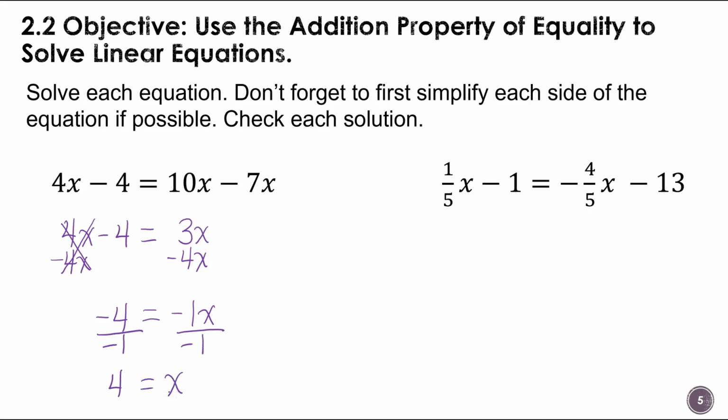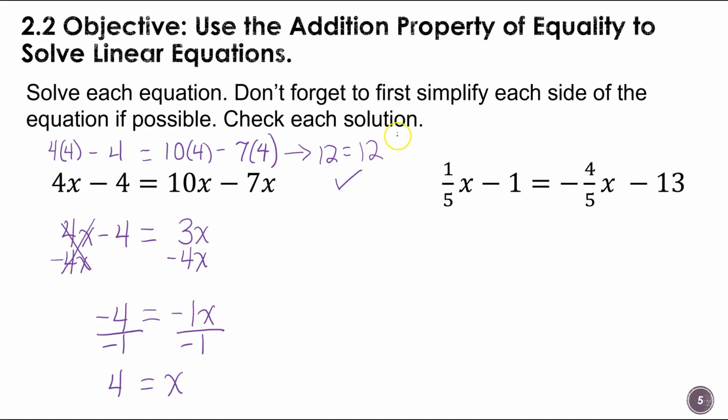Either way is okay. Now, what if we go back and check our original equation? So that would mean that we're going to take 4 times 4 minus 4 equals 10 times 4 minus 7 times 4. And you can just do a quick calculation on that. So on the left-hand side, we have 16 minus 4, and that's going to be 12. On the right-hand side, we have 40 minus 28, which is also 12, so it checks.